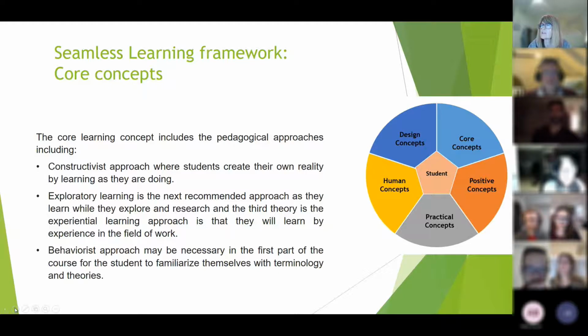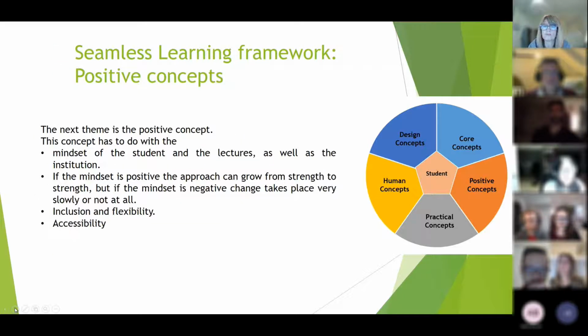So this is the core concept. Then the positive concept. I mean, everything is described in much more detail in our book. So if you want to go and have a look at that, you can. This is really a very quick overview.